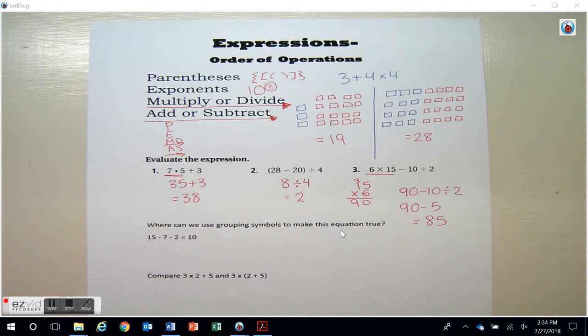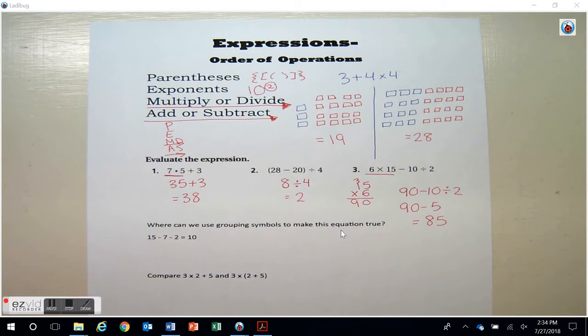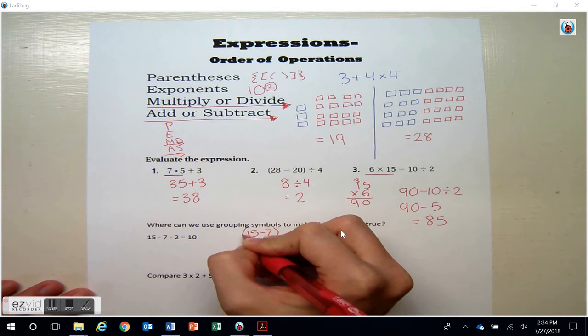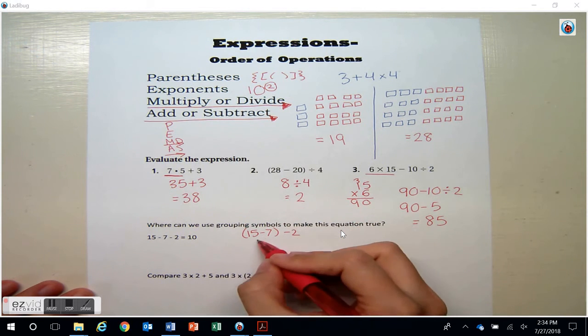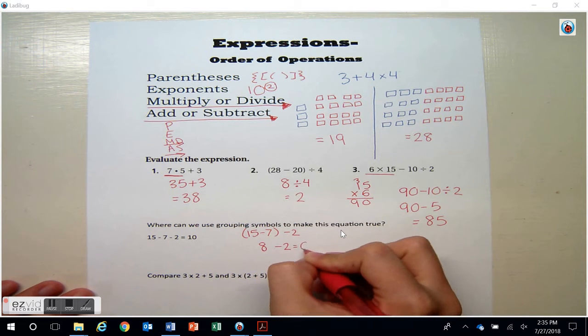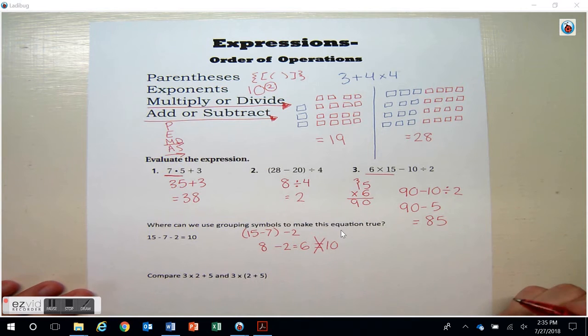So here we're going to put in parentheses. I like to go through and try different spots to put the parentheses to see where it would be true. So let's try if we had done 15 minus 7 first. 15 minus 7 gives me 8, and 8 minus 2 is 6. But 6 does not equal 10, so that is not our answer.